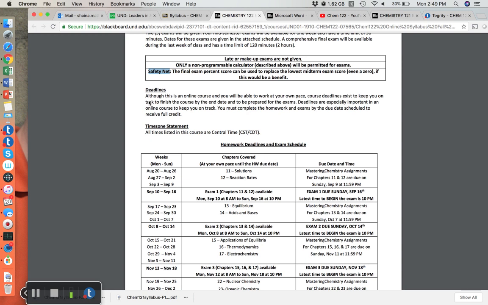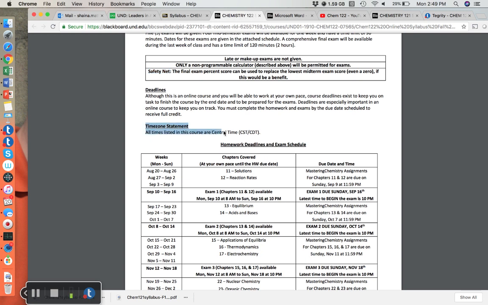So I highly recommend looking at the material on a regularly scheduled time. So maybe take a couple hours, a few days a week to sit down and do Chem 122 stuff. Just kind of treat it like a lecture, like you're sitting down to class, and look at the videos, read the textbook, and work on the homework.